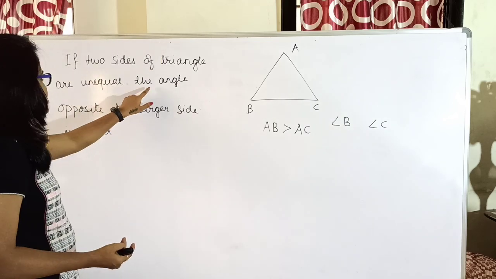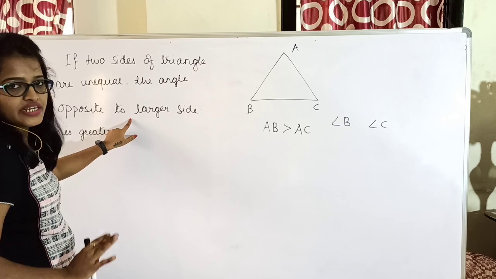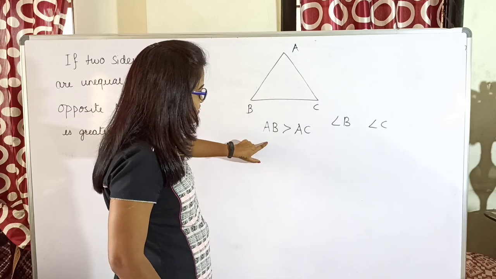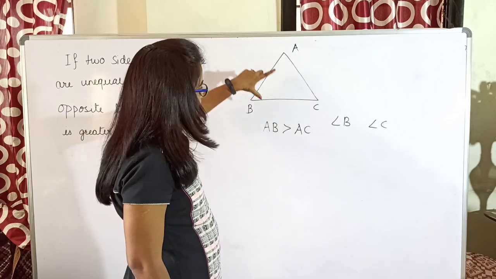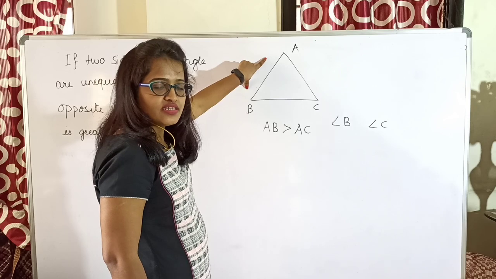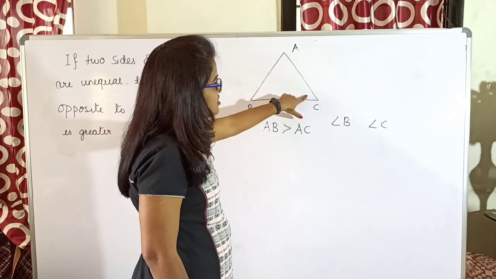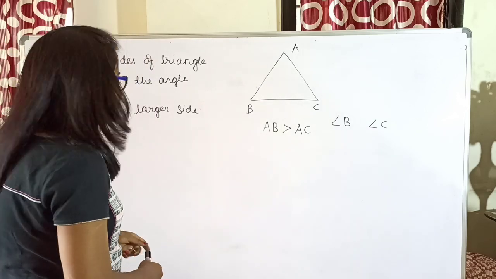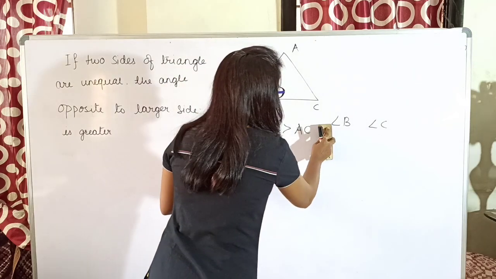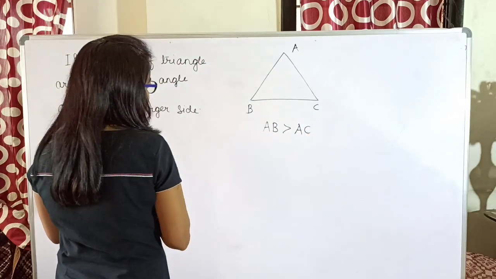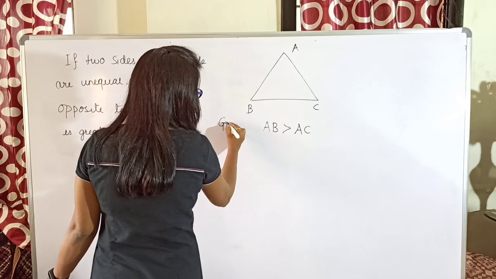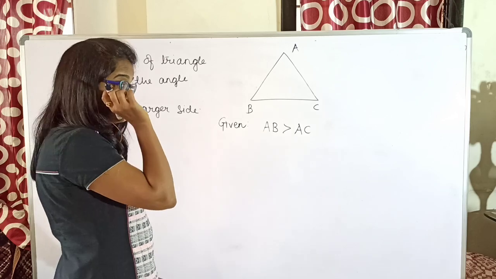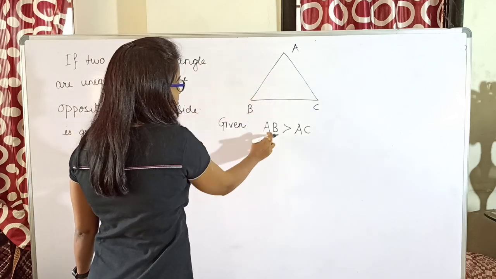Then the angle opposite to the larger side. In this case, if I have considered AB to be greater than AC, it means AB is my larger side, isn't it? So the angle opposite to the larger side, that is angle C, is greater. Yes, it means what is the relation between angle B and angle C? If this is your given information, since the two sides of the triangle are unequal, definitely one of them will be greater. So I am considering let AB be greater than AC.